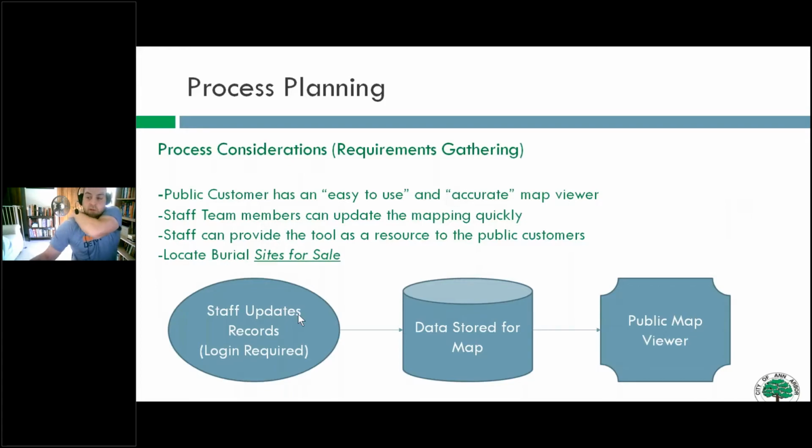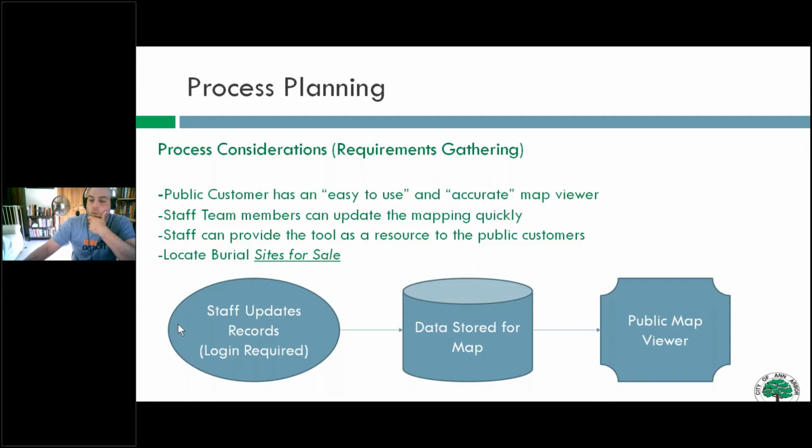So this is a very overgeneralized process diagram, and we're going to get into a detailed process diagram in a minute. But in IT, we do requirements gathering for all application designs, including map designs. So when we met with the clerk's team, they wanted an easy-to-use, accurate map viewer for them and the public. The staff team members, meaning the clerk staff, needed to be able to update the mapping quickly and easily, and they wanted to be able to provide this tool as a resource to public customers to find open sites. And the biggest question here was: locate sites for sale.